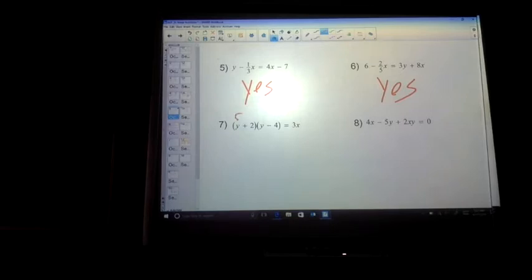If I were to start foiling this out, I'd wind up with y squared plus 2y minus 4y minus 8 equals 3x. So is that linear or not? No, it's not, because you have a what squared value? The y squared. So this is not linear. In this one, x and y are being multiplied together. It is not linear. It doesn't form a straight line. It does form a graph, but it doesn't form a straight line when you graph it.